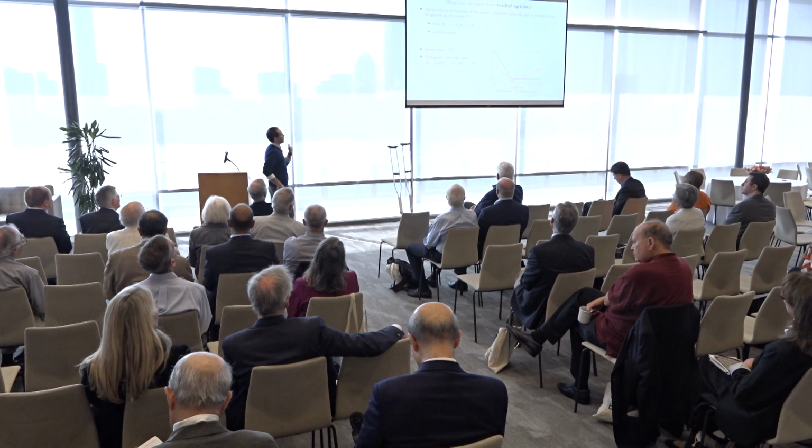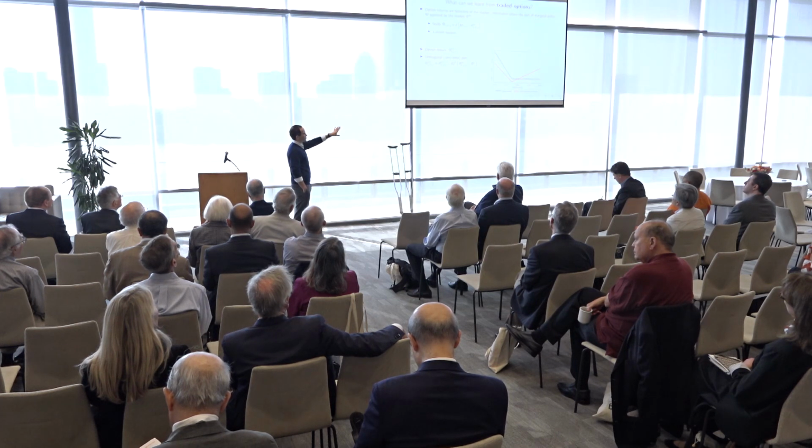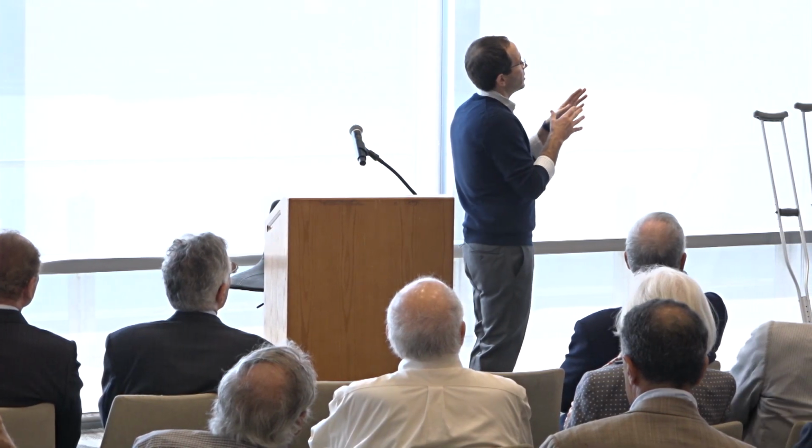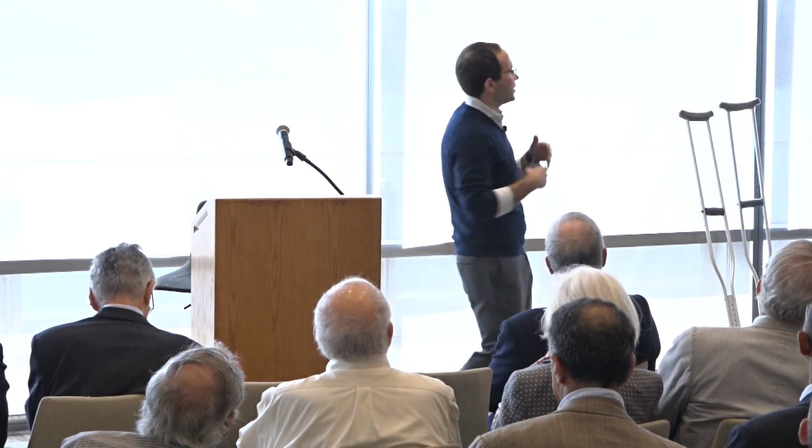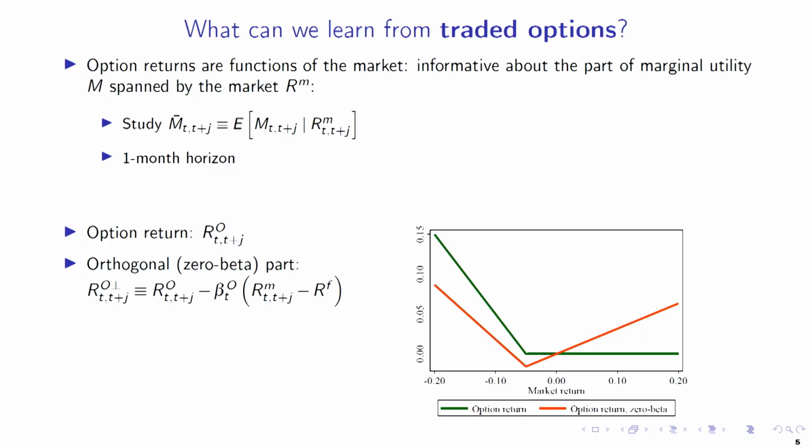So what are we going to do? We want to put some theoretical structure on this to think about what options tell us about preferences. So we're going to think about the return on an option. We'll call it RO. And we want to use that to reveal something about marginal utility, right? About state prices.